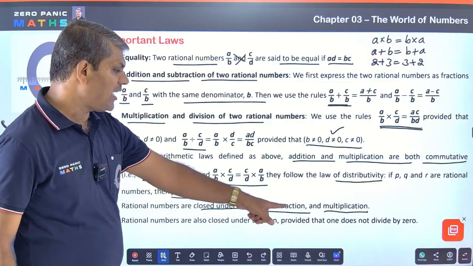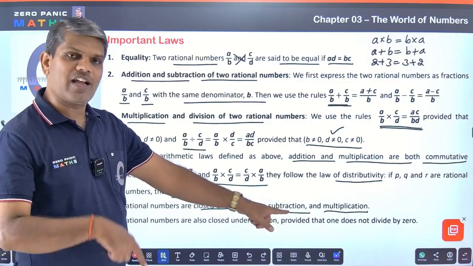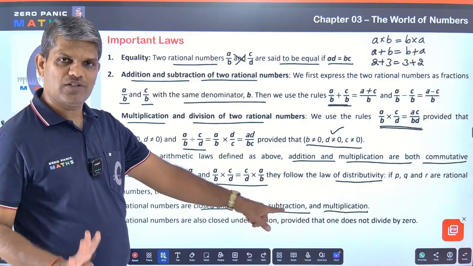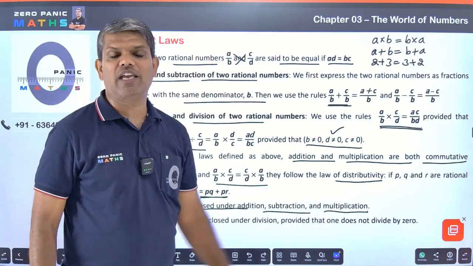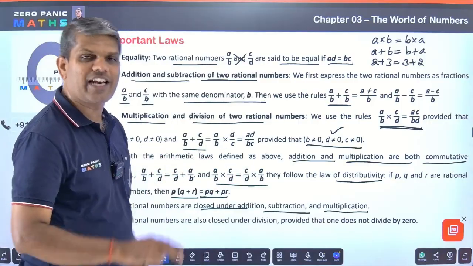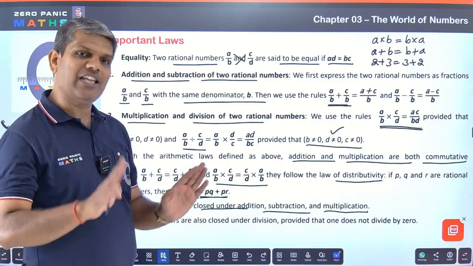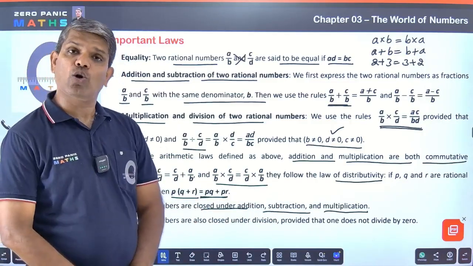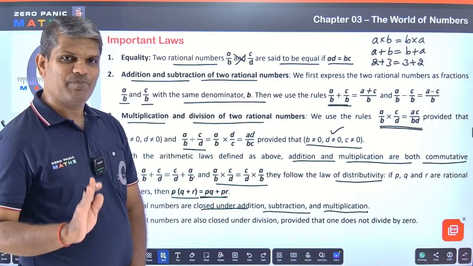When you subtract a rational number from another rational number, you get another rational number only. That is subtraction closed. Similarly for multiplication, when you multiply two rational numbers, you are going to get another rational number only, and that is the law of closure for multiplication. You understood?